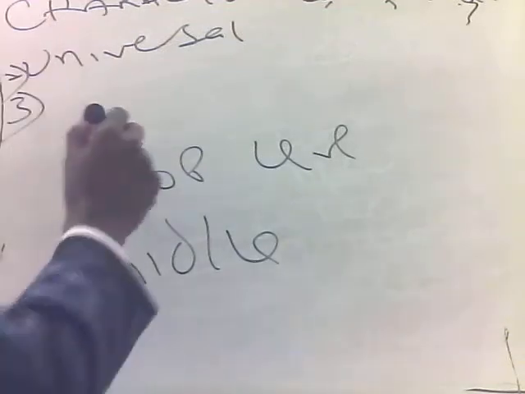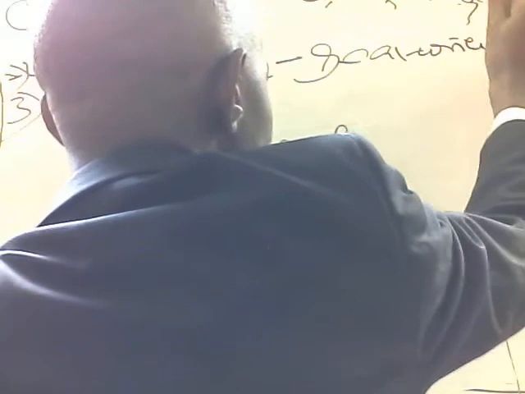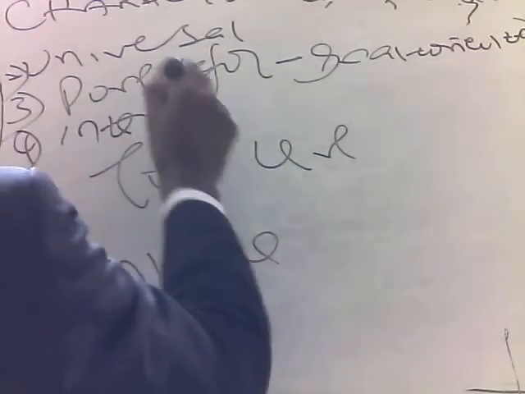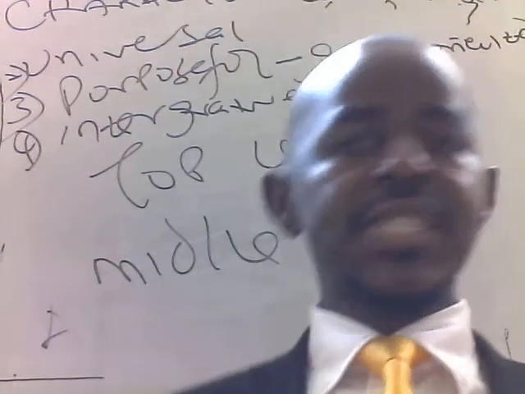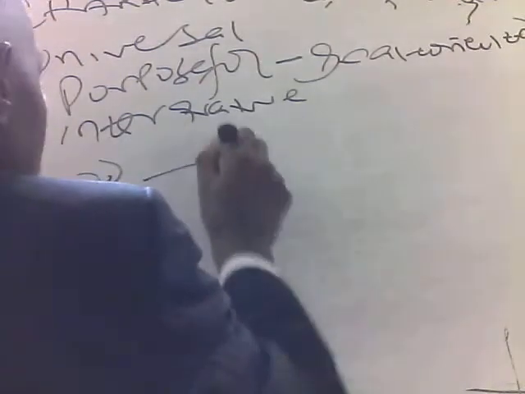Another thing about management is that it is purposeful. It is goal-oriented. It is aiming at achieving a certain objective. Another thing is integrative. When you are talking about integrative, for instance, take production department, procurement department, finance.